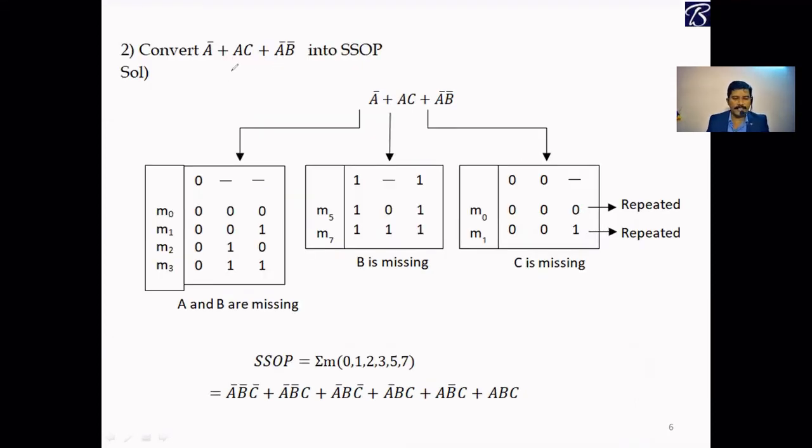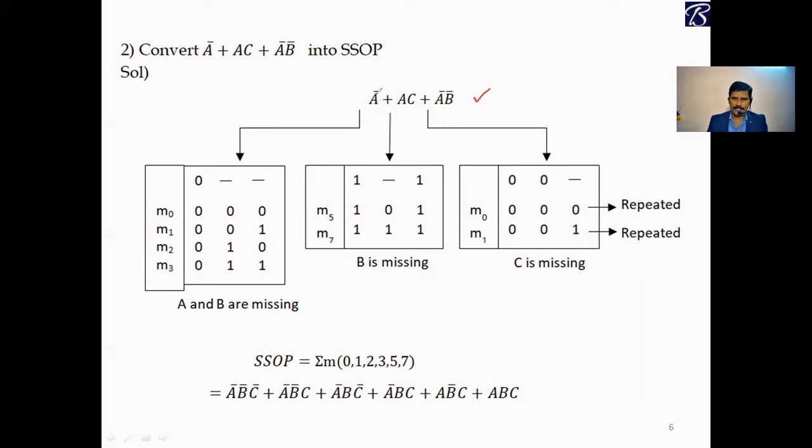An expression is given here: A bar plus AC plus A bar B bar. This is not a standard SOP because there are three variables. In the first product term, B and C are missing. In the second term, B is missing, and in the third term, C is missing.